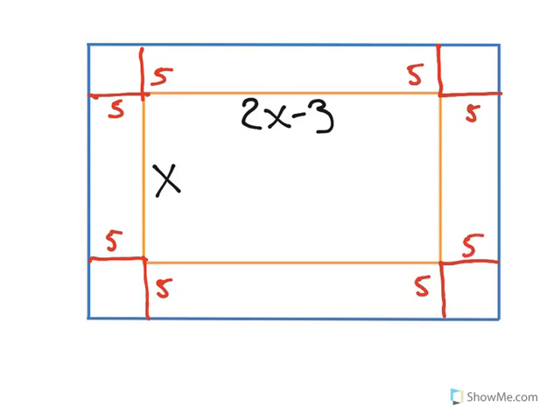So now let's think about what we know here, right? So I've got my 2x minus 3, plus I've got an extra 5, plus I've got an extra 5. That means I have an extra 10. So 2x minus 3 plus 10 really should be 2x plus 7. Now the vertical segment should be easy, right? I've got x units here. I've got an extra 5. I've got an extra 5. I've got an extra 10. So that's x plus 10.